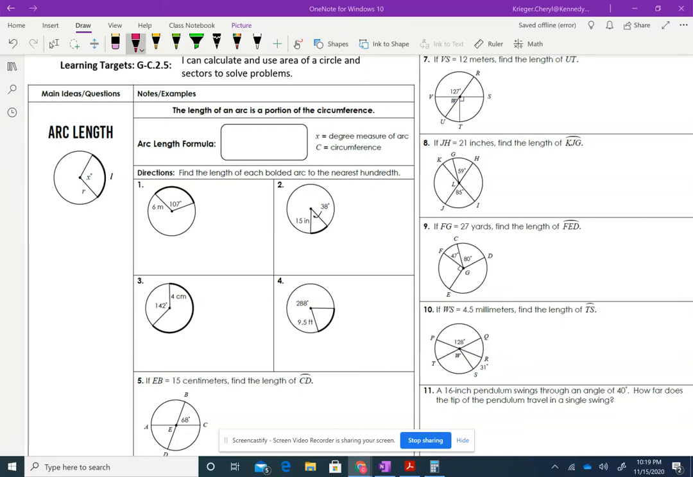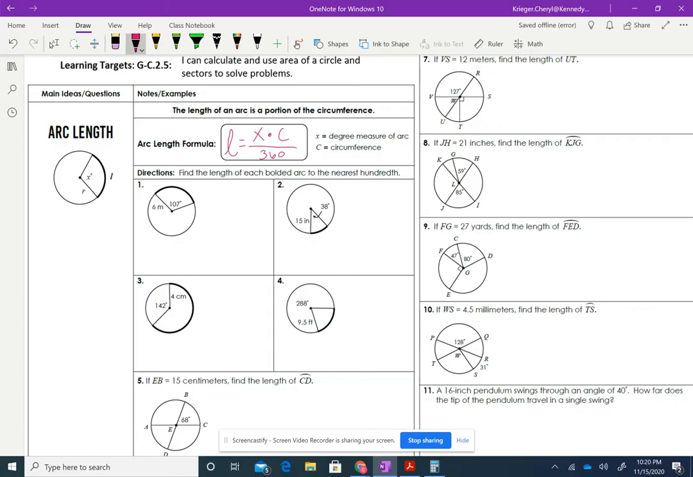Hey everyone, we're on the second part of our circles unit and we are learning how to do arc length today. So when we're finding arc length, we're just finding a portion of the circumference, so a portion of the perimeter of a circle. And the arc length formula is arc length equals the degree measure of the arc, x, times the circumference, divided by 360 degrees.